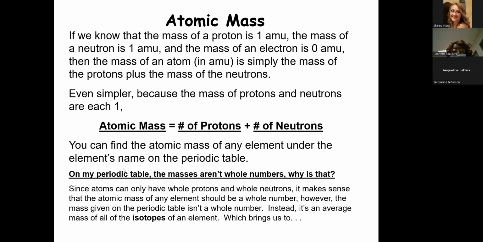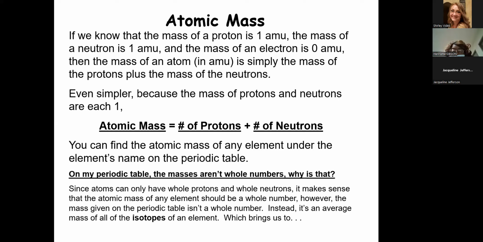All right. Now, another thing we need to know is that you can find the atomic mass of any element under the element's name, which is what I just told you. Now, if you look, that number is not a whole number. And the reason for that, and we will learn to calculate it too, is that atoms can only have whole protons and whole neutrons, so it would make sense that the atomic mass would be a whole number. But the mass on the periodic table isn't a whole number because it's an average of all of the isotopes of that element, which, remember that.